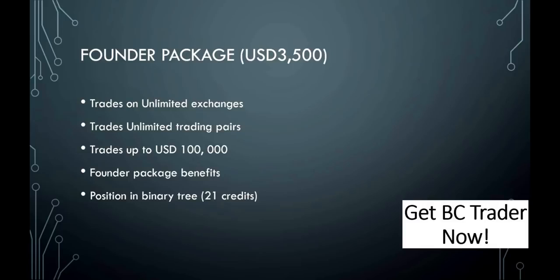Okay. Now, the founder package basically trades on unlimited exchanges, trades on unlimited trading pairs, trades up to $100,000. Founder package benefits. Now, if you buy this, there are certain benefits that come with being a founder. It changes based on what is being offered at the moment. I'm not going to tell you what the benefits are, but there are additional benefits as opposed to just buying any one of the other contracts. And your position in the binary tree will be worth 21 credits, just like other founders.